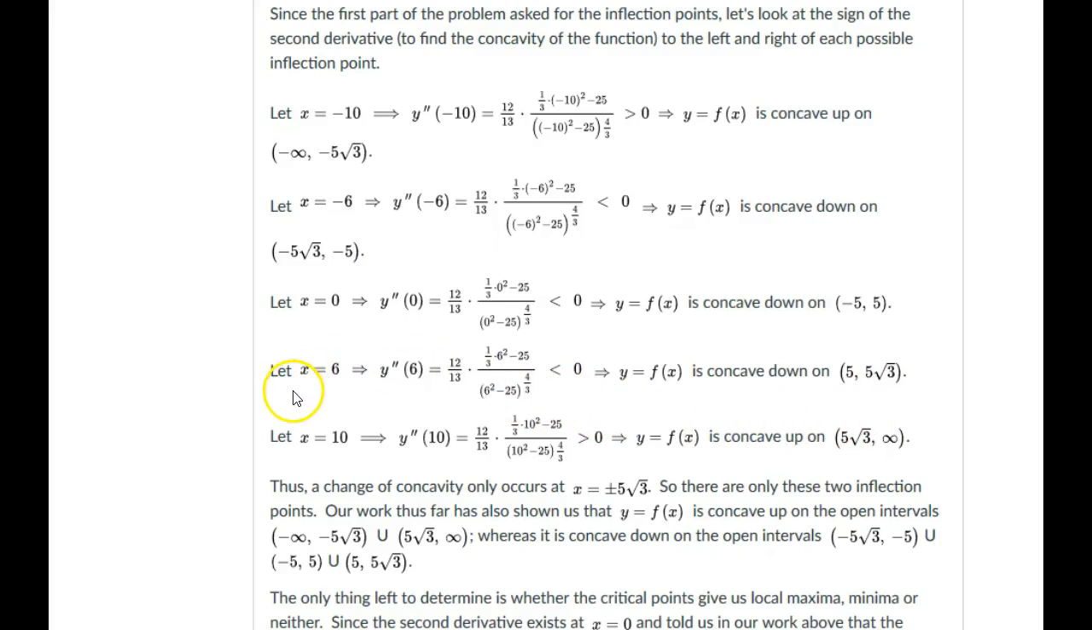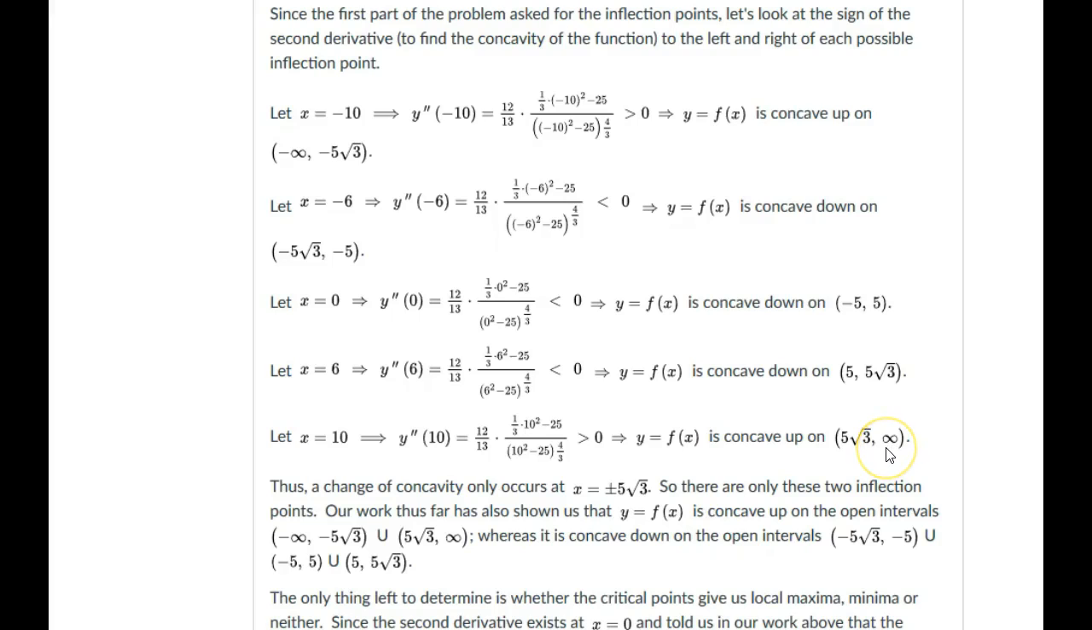Okay, so then no change in concavity. Now I'm going to look to the right of x equals 5 square root of 3. I'm going to look at x equals 10. And I see that, oh, the second derivative now becomes positive, which means it's now concave up again. So from that last possible inflection point, 5 square root of 3 to infinity.